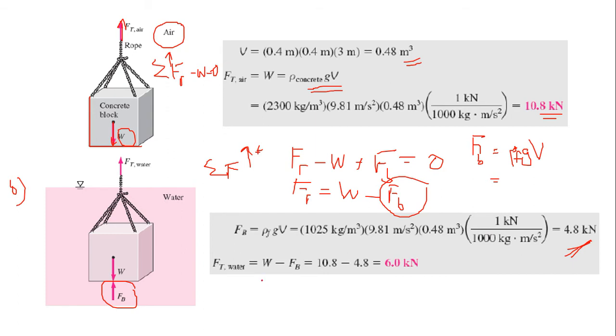So FR equals W minus FB. W is 10.8, FB is equal to 4.8, and that gives you 6 kilonewton. So that's your FR going upward with a value of 6 kilonewton.